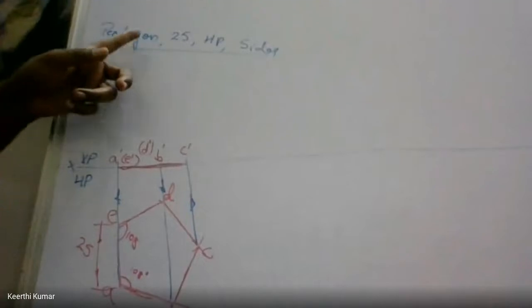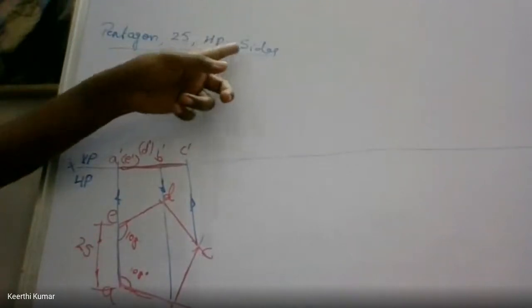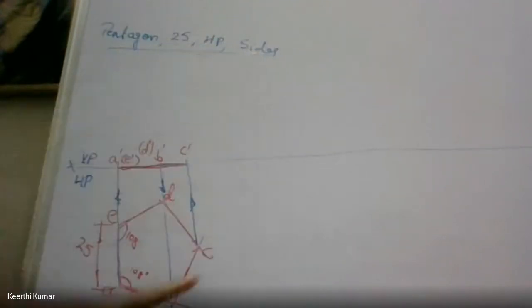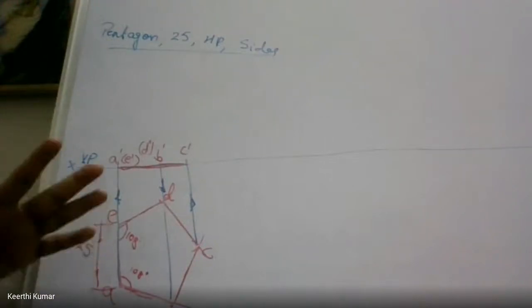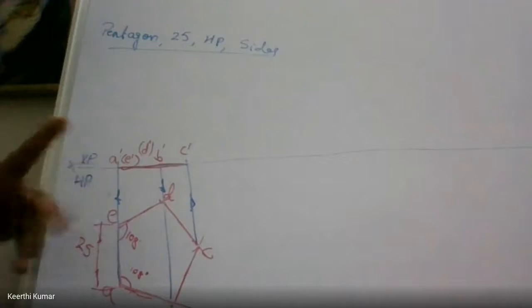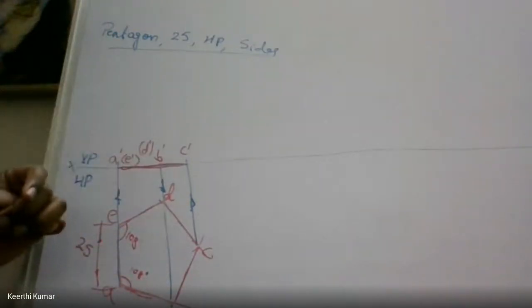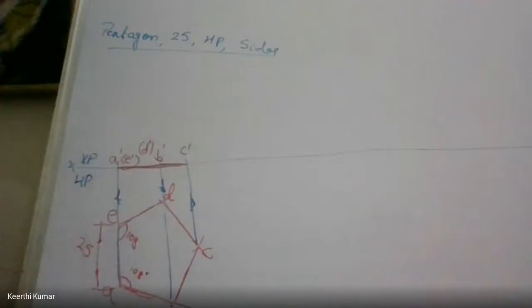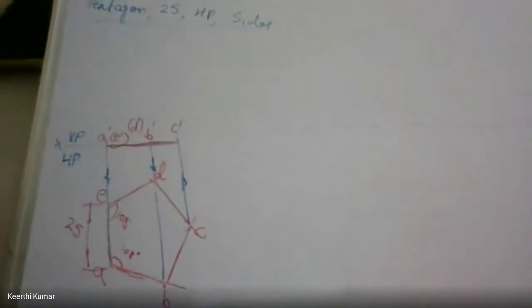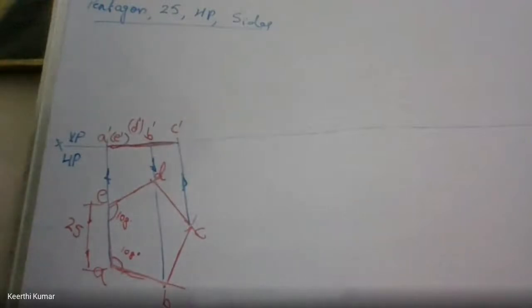A pentagonal lamina, 25 mm sides, rests on HP on one of its edges. So all are satisfied. If you complete this, you will have 30% of the marks with you. Just by completing the first position, you will get 30% of the marks. Imagine how easily you can get 30% of the maximum marks. So complete the pentagon.